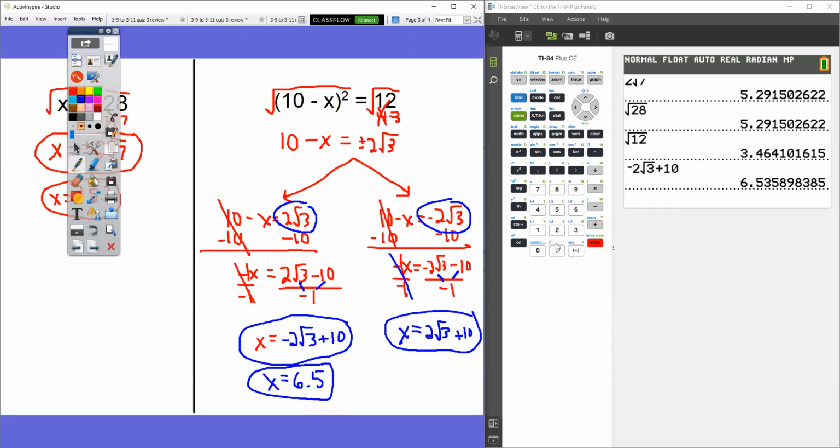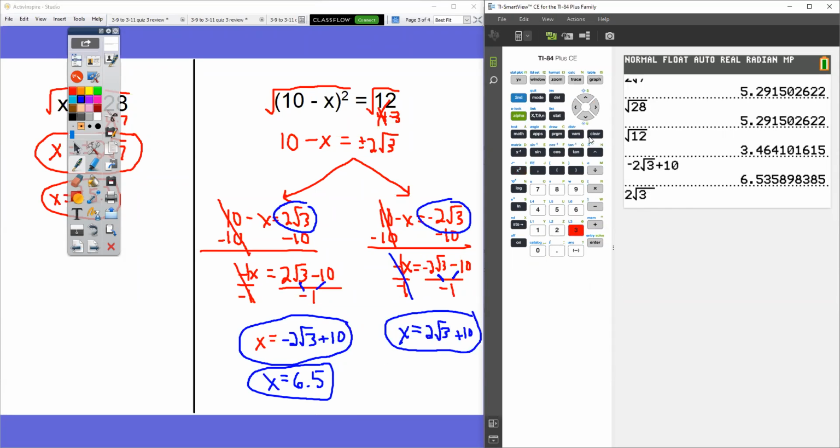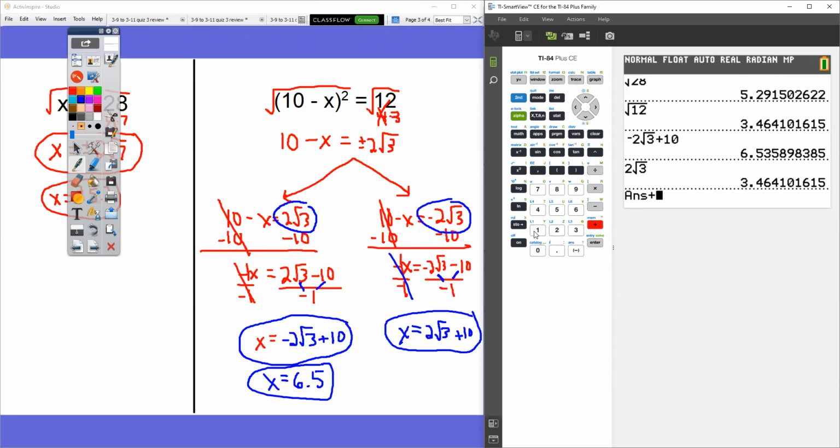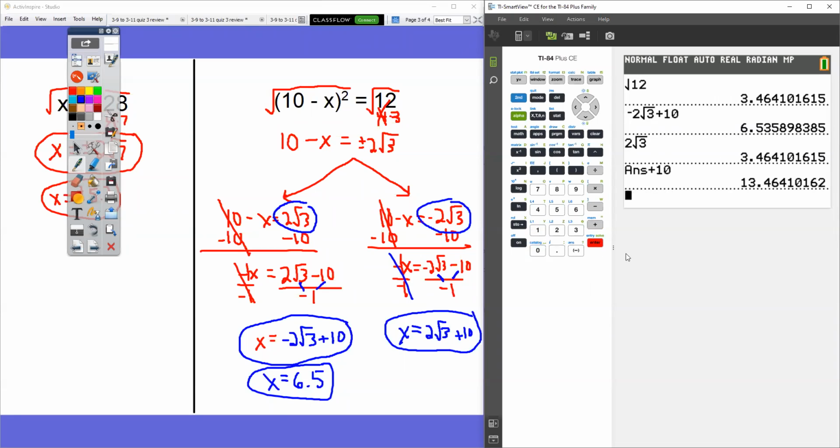On the other side, I have 2 radical 3. And if you don't want to type it in all at once, that's fine. You could do 2 radical 3, hit enter, and then just add 10 to it. And we get our answer of 13.5. So our two answers in decimal form would be 6.5 and 13.5. It all depends on how they ask the question as to how you solve it.